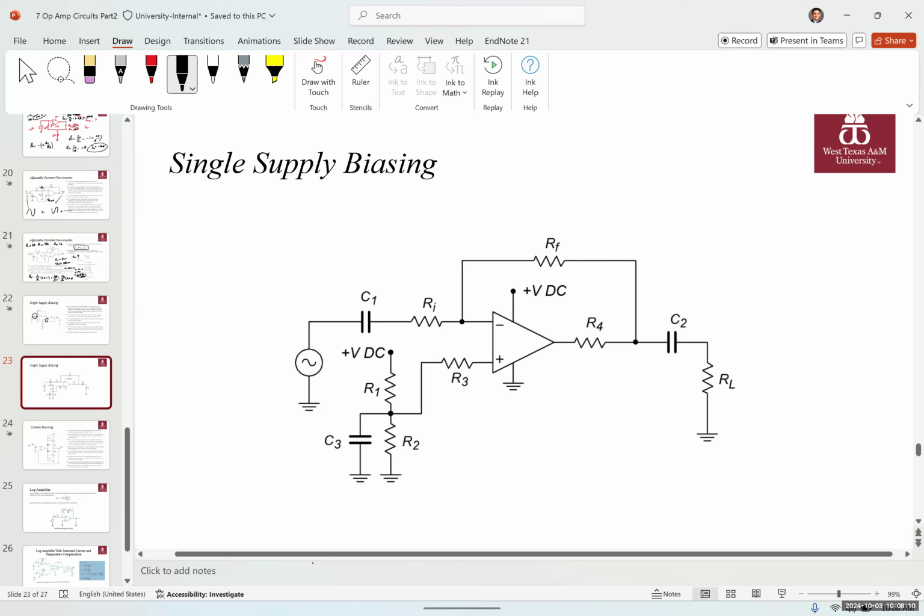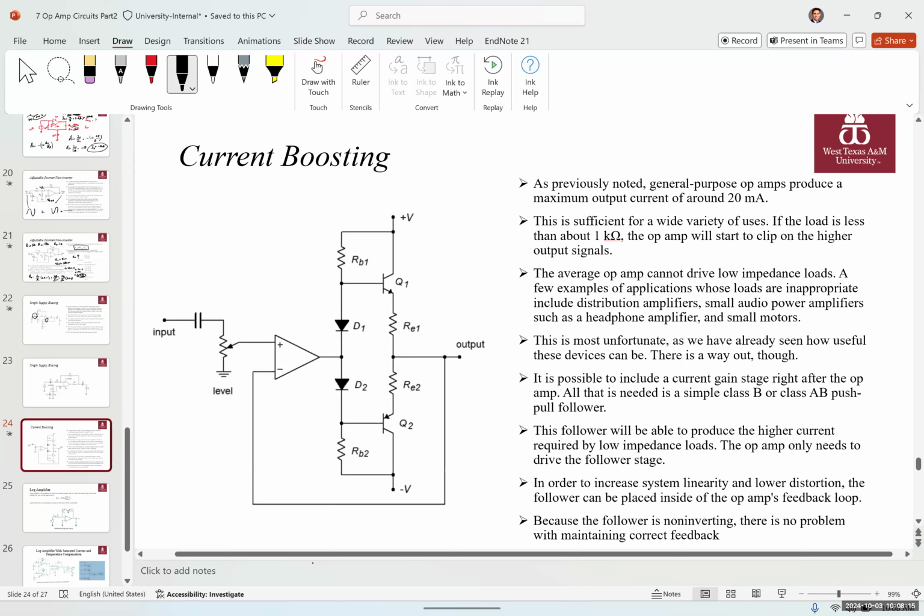So one problem that we had with current amplifiers is that they have a limitation, and that limitation is because of the limitation that we have on the saturation voltage and current. To be able to address this, we use another circuit connected to the output of this current amplifier, which is called a current boosting circuit.